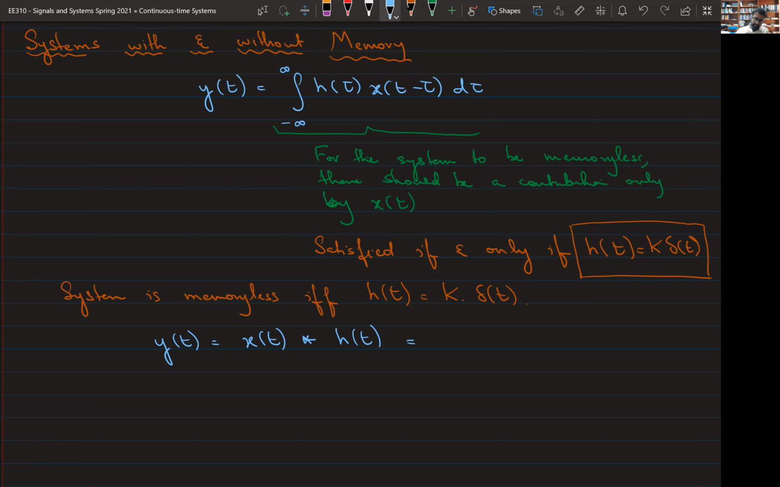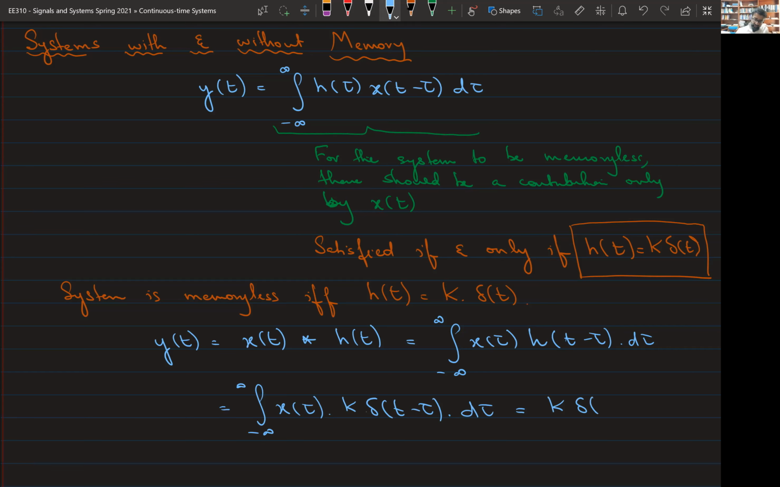So this is integral minus infinity to plus infinity, x of tau, h of t minus tau, d tau, right? And therefore this is minus infinity to plus infinity, x of tau, k times delta t minus tau times d tau. And what does this integral evaluate to? Just using the sampling property of the delta function, we will know immediately this must be equal to k times x of t. And indeed, the system is memoryless. Okay?